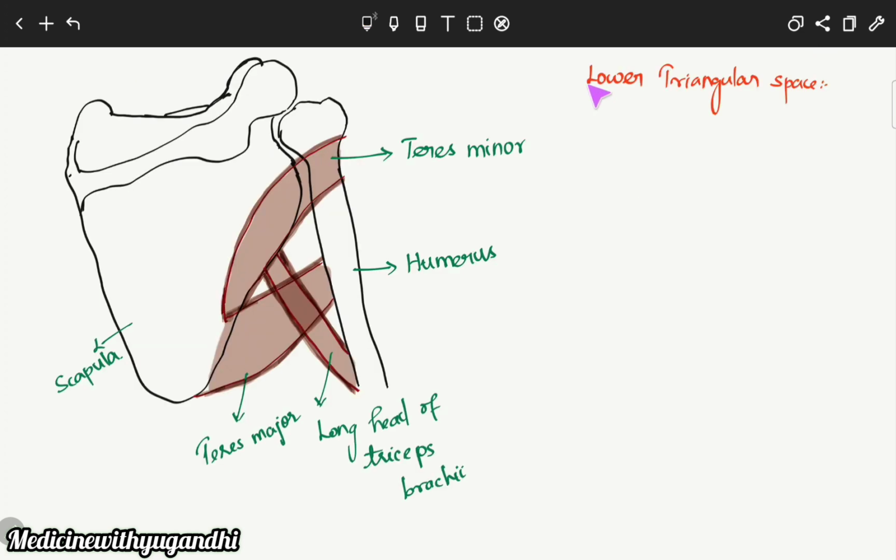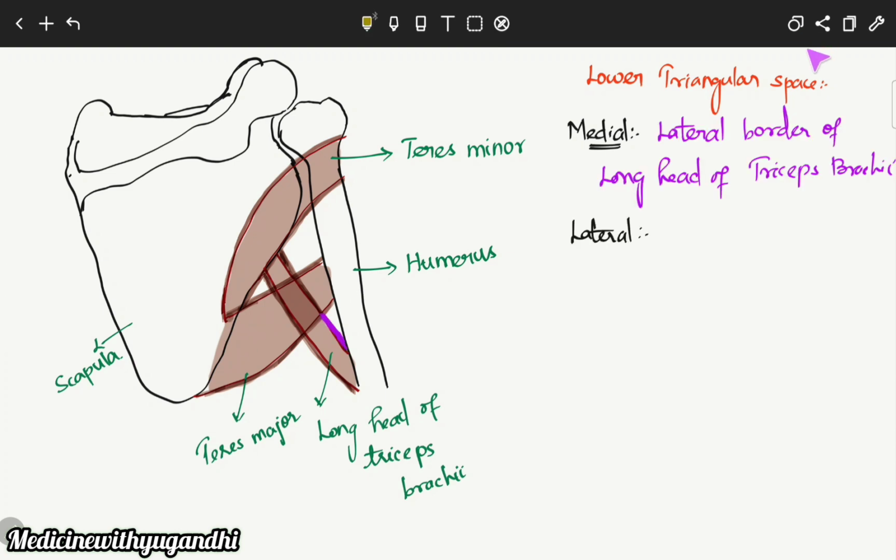Coming to the next space, that is the lower triangular space, let us see the boundaries first. It has a medial boundary, superior boundary and the lateral boundary. The medial boundary is formed by the lateral border of the long head of triceps brachii muscle. Then the lateral boundary is formed by the medial border of the shaft of the humerus. Then coming to the superior boundary, it is formed by the lower border of the teres major muscle.